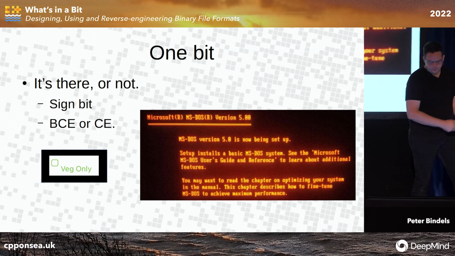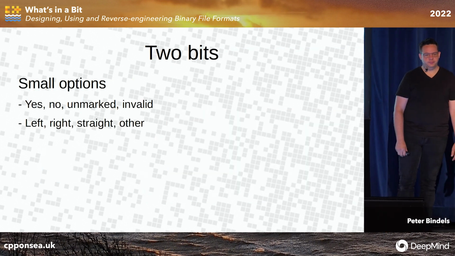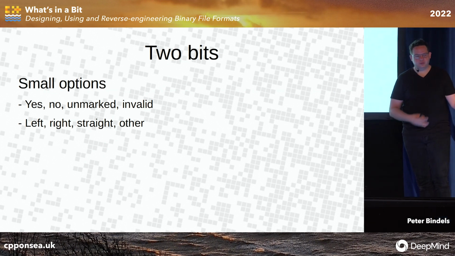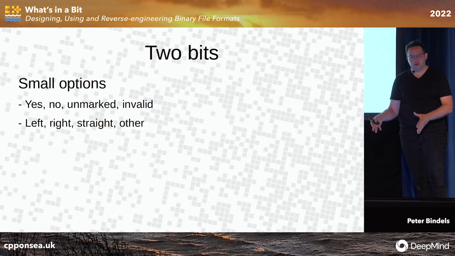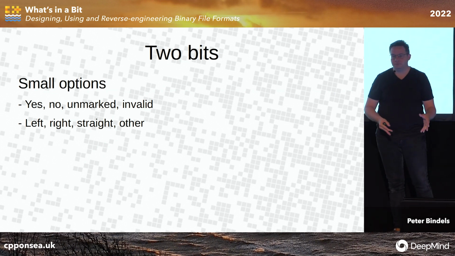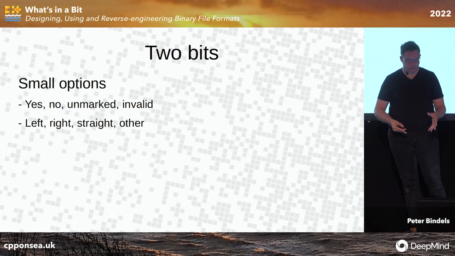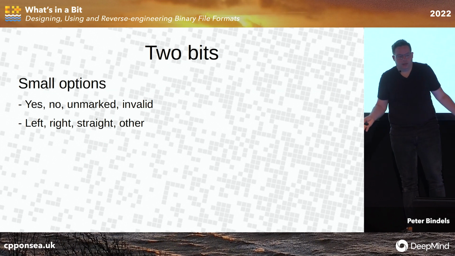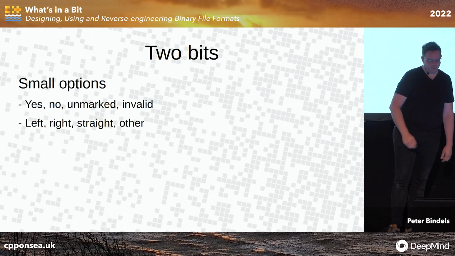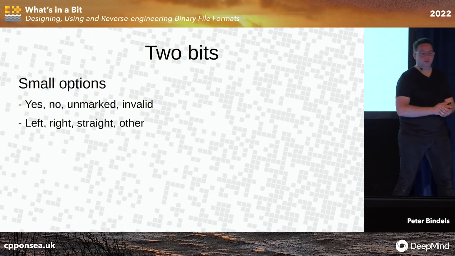So that's 1 bit. How much can you do with 2 bits? Well, 2 bits is enough to have a bit more options. You can have a yes and a no, or somebody didn't fill in the question. You can have going left, going right, going straight ahead, or doing something else. But there's no space to say what actually you're supposed to do, because that's the 4th option. We're out of bits. You can use it for graphics.